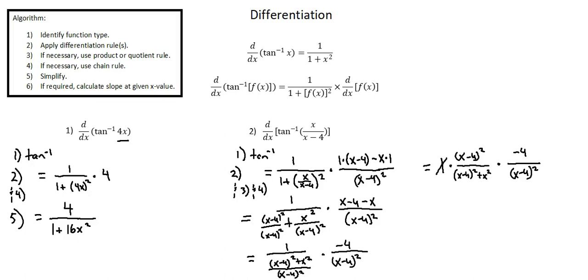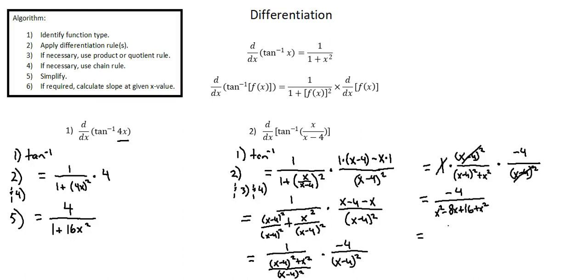Notice that we have in the numerator of the first fraction x minus 4 squared multiplied by a fraction whose denominator is x minus 4 squared. So the left numerator and the right denominator cancel. We're left with negative 4 over x minus 4 squared plus x squared. I'm going to expand the x minus 4 squared to x squared minus 8x plus 16. In addition, we have plus x squared.